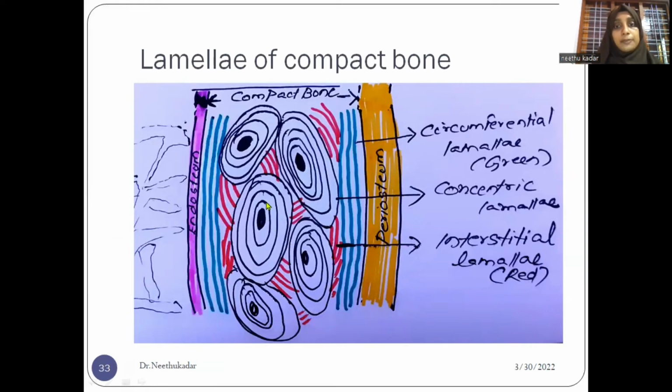In this image, the blue lines represent circumferential lamellae, which are marked in blue. The central black lines surrounding the Haversian canal are concentric lamellae, and red color marks the interstitial lamellae. This is the structure of a compact bone. On the outer surface of compact bone, we have periosteum, and the inner surface is lined by endosteum.